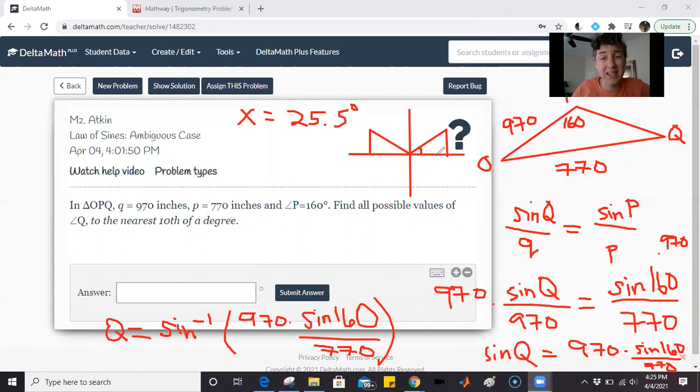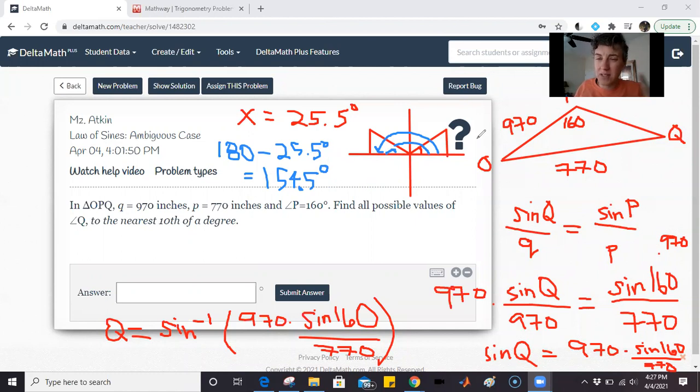To figure out what that is, we would need to do 180 minus the angle we just came up with, that 25.5 degrees, to get this additional angle that would give us the same measure. So we'll do 180 minus 25.5, and that would be our other possible answer. Again, because sine is positive in the first and second quadrants, it would be 180 minus the answer we just got, which would be 154.5.